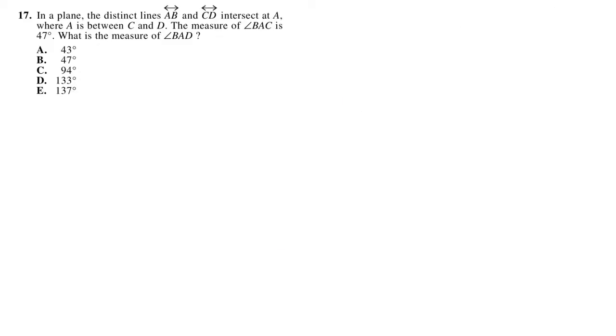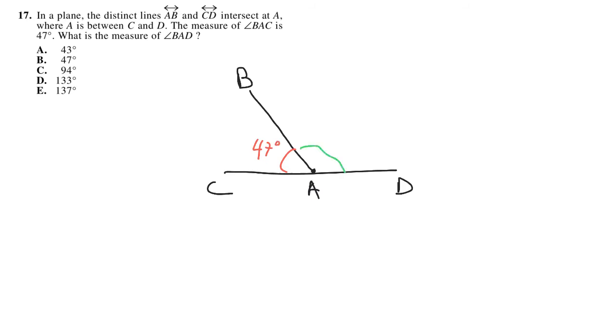In a plane, the distinct lines AB and CD intersect at A, where A is between C and D. The measure of BAC is 47 degrees. What is the measure of BAD? All right, so let's draw CD, and then AB intersects at A. BAD is 47 degrees. No, BAC is 47 degrees, so about like that. Okay, that's AB. This is about 47 degrees. And this is the one we're looking for.